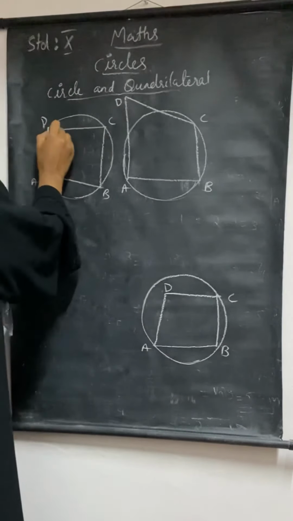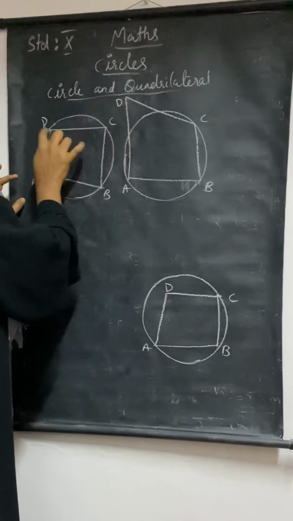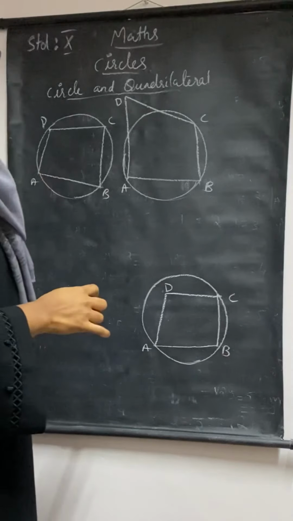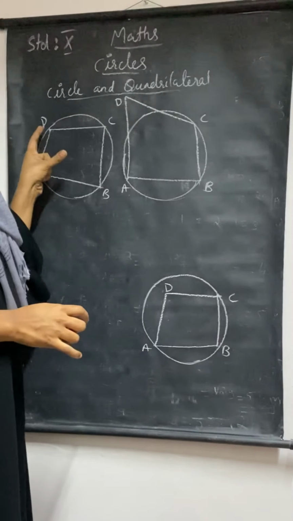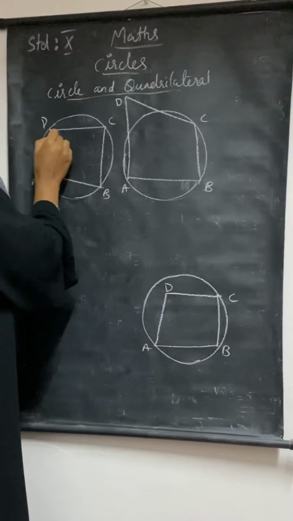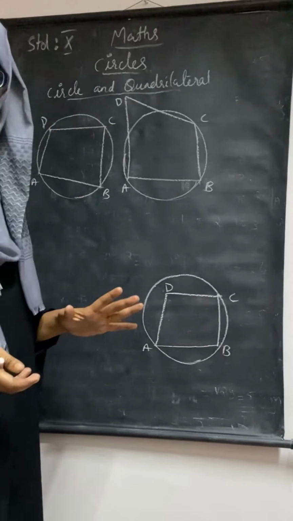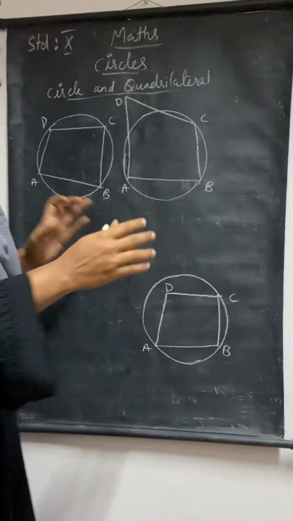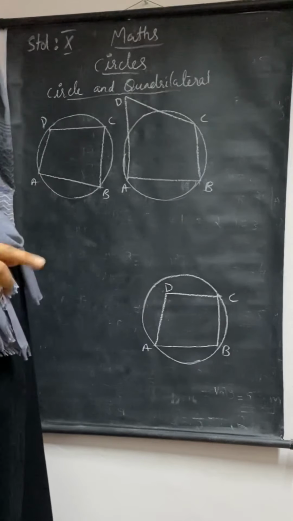First figure we'll take now. All the 4 vertices of the quadrilateral are on the circle. That means the opposite angles of this quadrilateral are supplementary. What do you mean by supplementary? Supplementary means when you add the opposite angles, you will get 180 degrees.